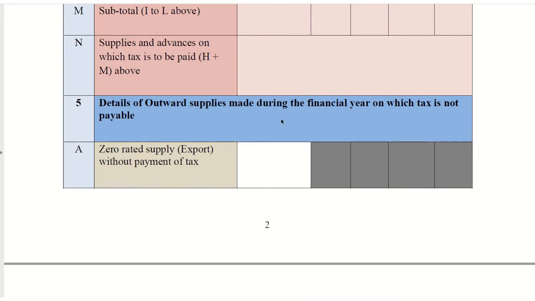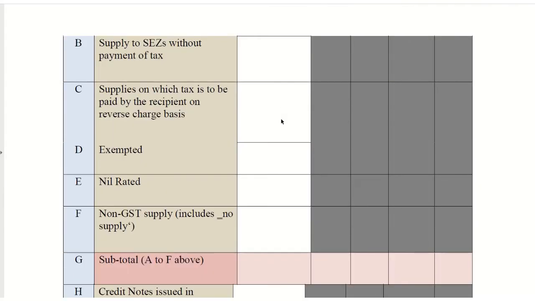Now the second thing is regarding table number 5. Earlier, when we used to fill table 5D, 5E and 5F, we could show the figures as consolidated under 5D itself. But now in the year 21-22, they have added one new thing, that you have to show the non-GST supplies separately. However, you can merge 5D and 5E with table number 5D itself.